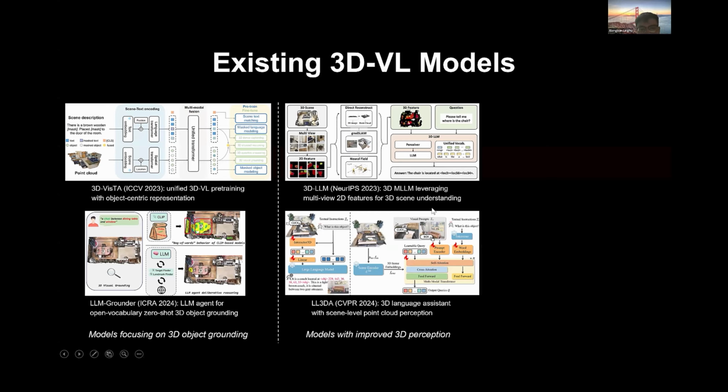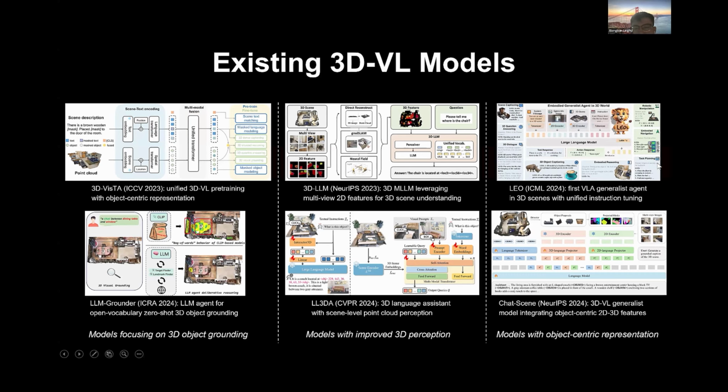And 3D-LLM first proposed a model to leverage multi-view 2D features for 3D scene understanding. LL3DA is a 3D language assistant with scene-level point cloud perception. And our work, LEO, first proposed the first VLA generalist agent in 3D scenes with unified instruction tuning. And Chat-Scene proposed a 3D VL generalist model integrating object-centric 2D-3D features.